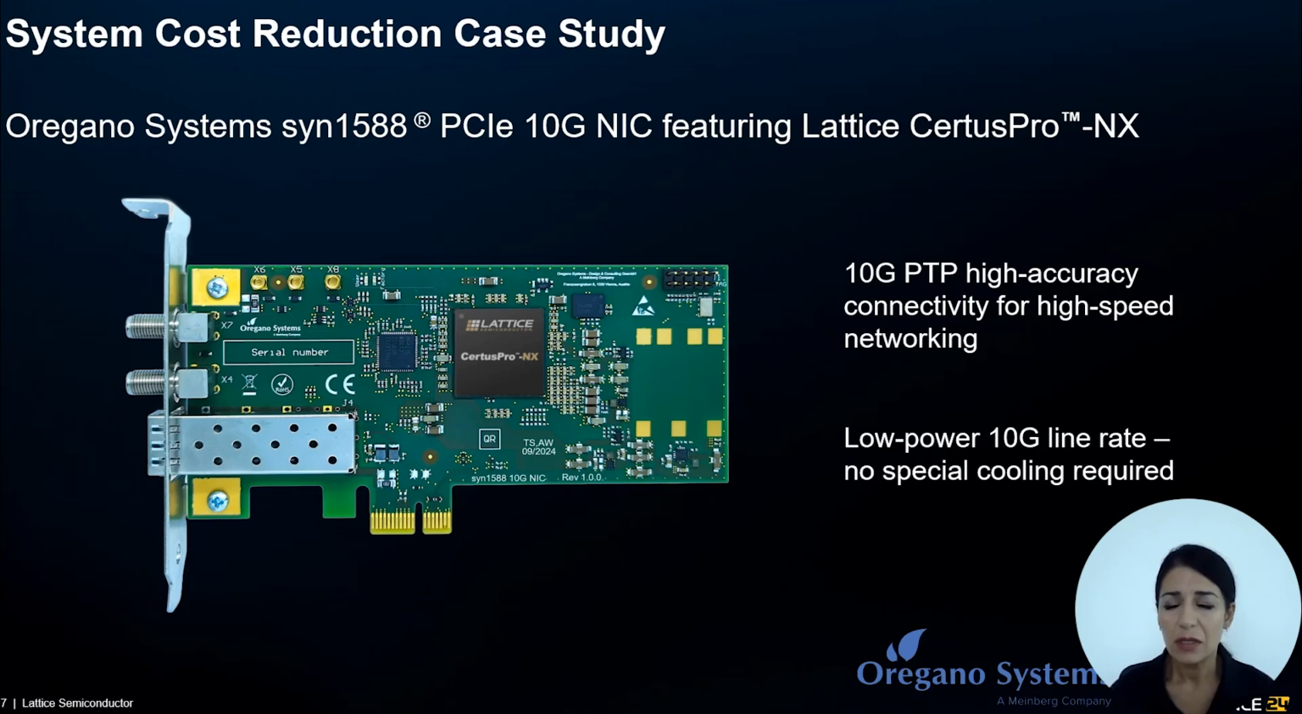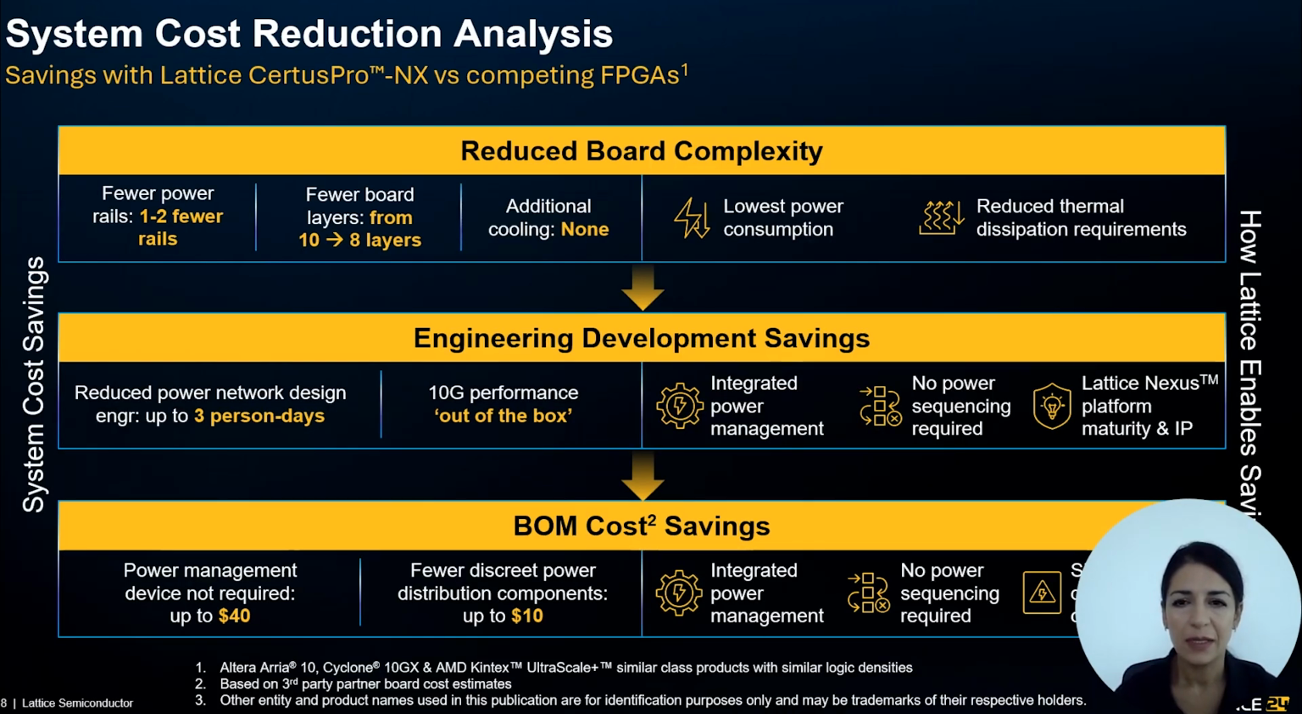And as I mentioned, they used different kinds of FPGAs from different vendors during their development cycle. So as we look at the next slide, we can see the different considerations and how they play into system cost. So let's dive into the case study. Let's see here how Oregano Systems was able to get some system cost reduction by their choices in FPGA implementation.